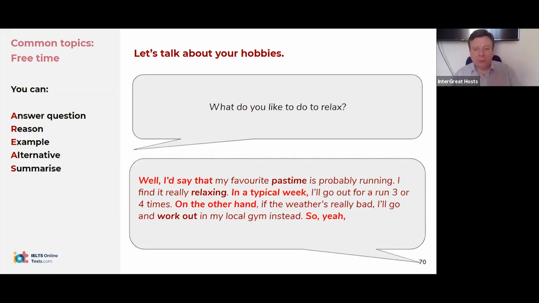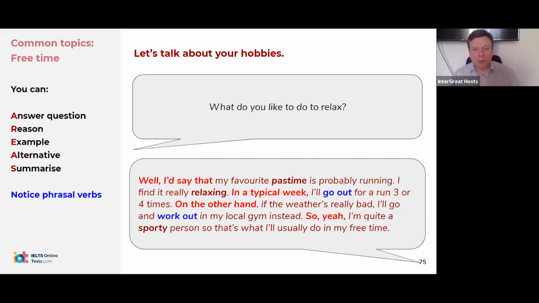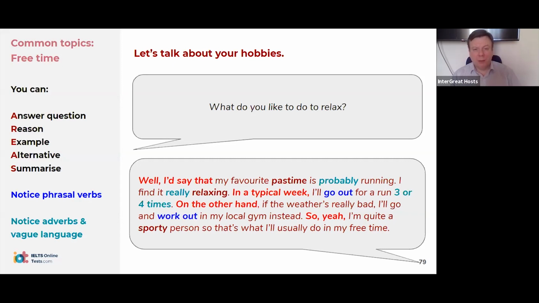And then we can summarize. So yeah, I'm quite, so what are we going to put in there? Something person. What kind of person would you say? Yeah, sporty. Active would also work. Yeah, so sporty person. So that's a nice suitable length to respond to the question. So we've got some nice phrasal verbs. I'll go out, work out, and then adverbs and vague language. Yeah, probably. Really, 3 to 4 times. Okay. So yeah, I'm quite a sporty person.